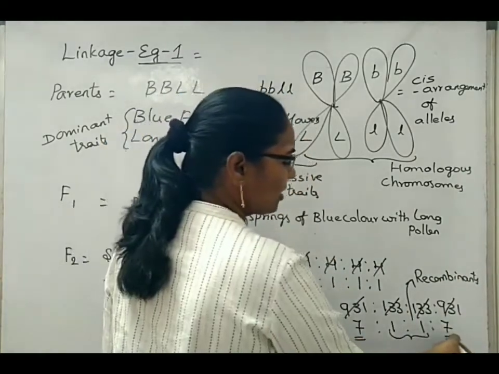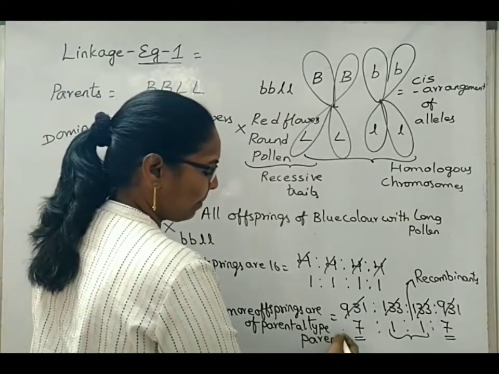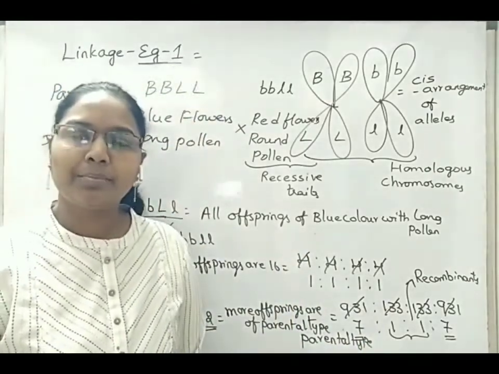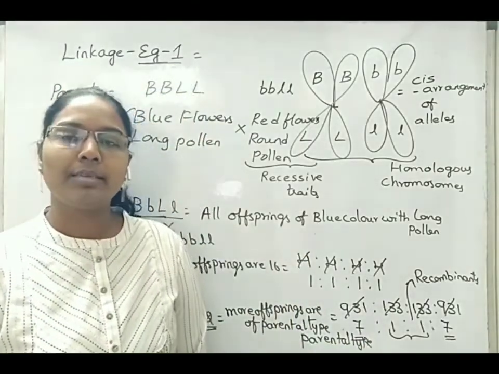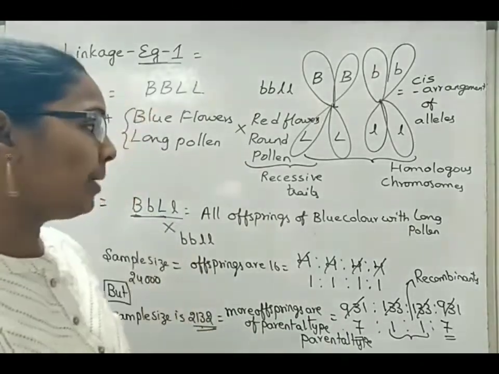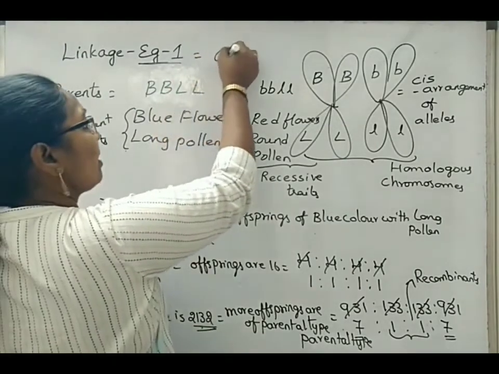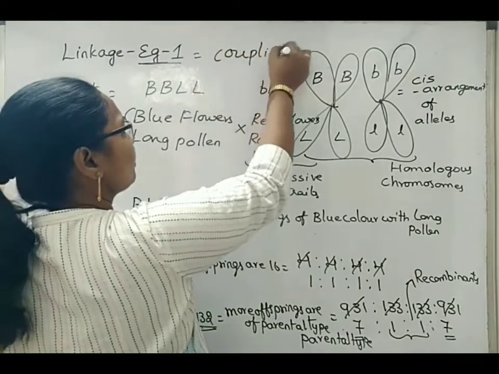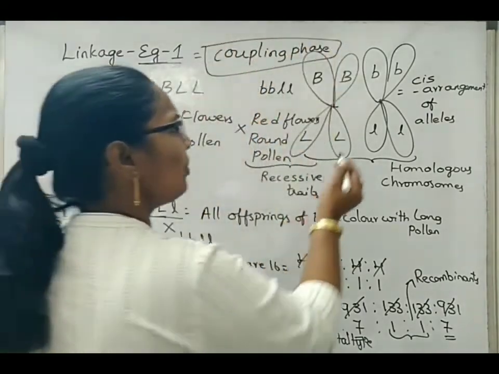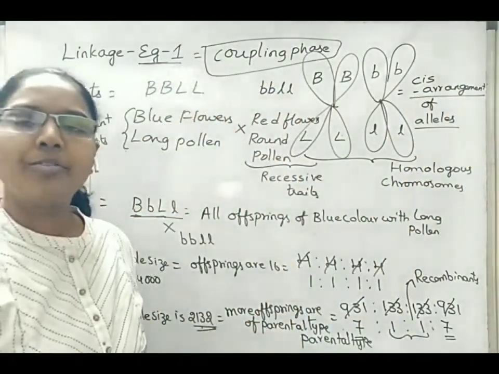First 7, next 7 are considered to be parental type. So here it is proved that parental types even after test cross are more in number compared to the recombinant offsprings. This type of cross is given a term as coupling phase. Coupling phase is due to the arrangement of alleles like the cis form or cis arrangement of the alleles.